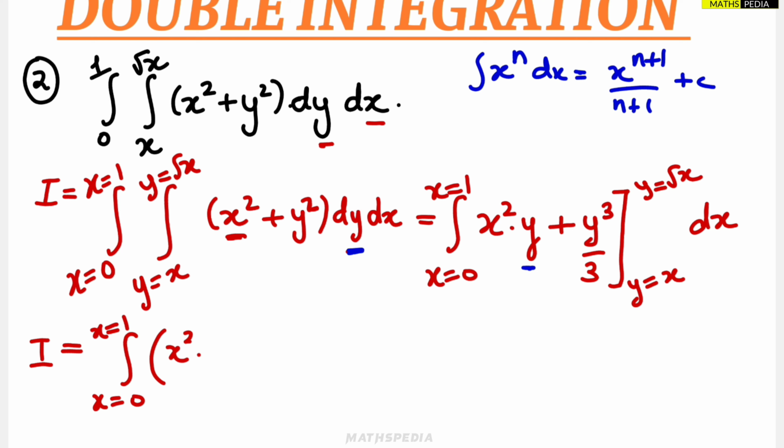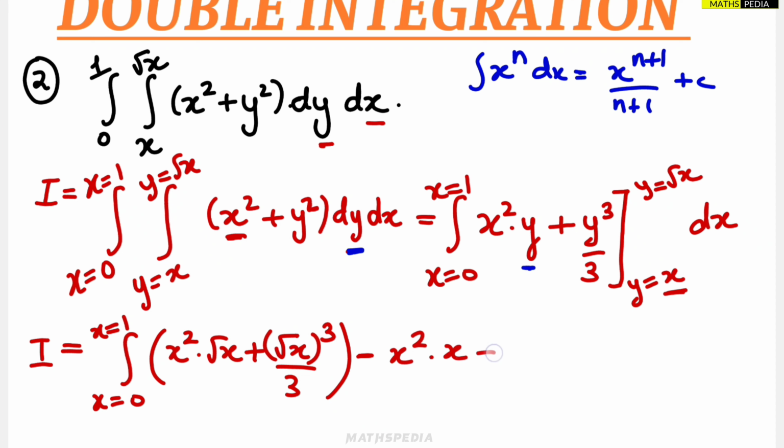x square into root x plus root x power 3 by 3. This is the upper limit minus the lower limit. Now you have to substitute x in place of y. So x square into x plus x cube by 3.